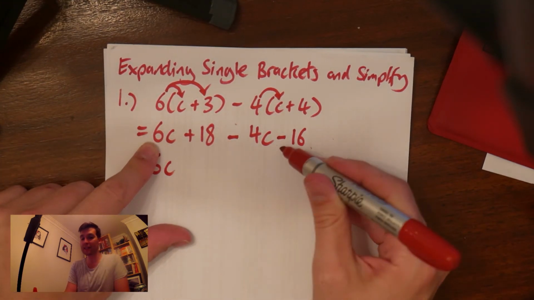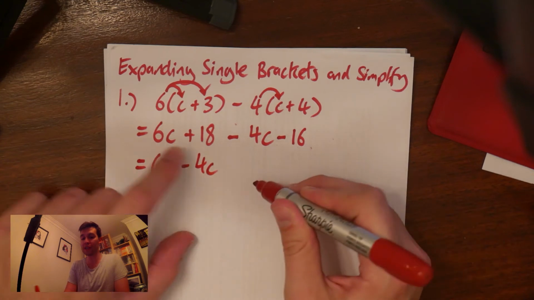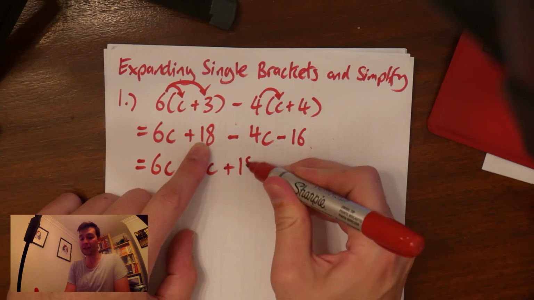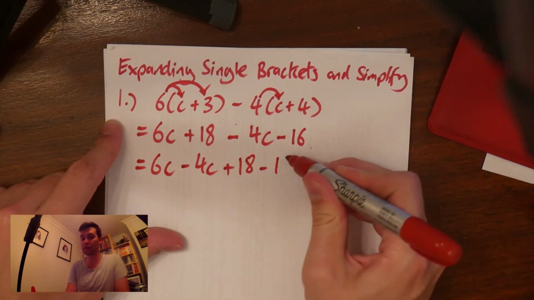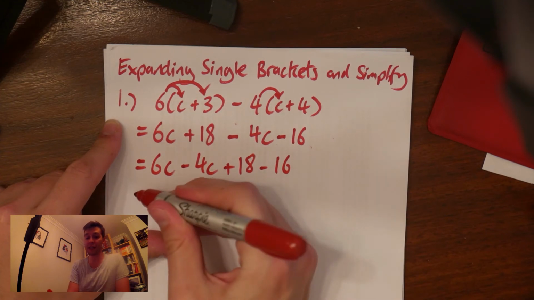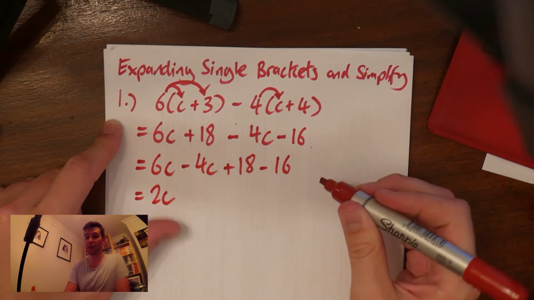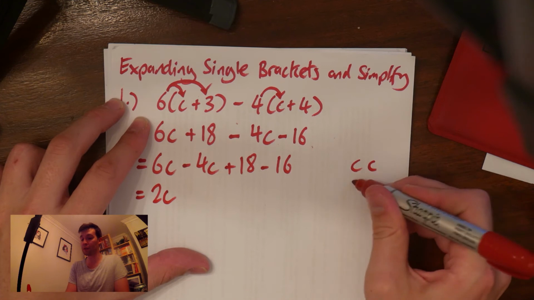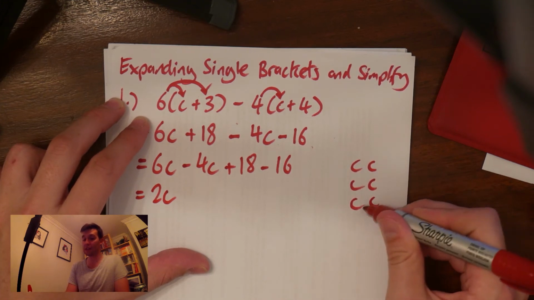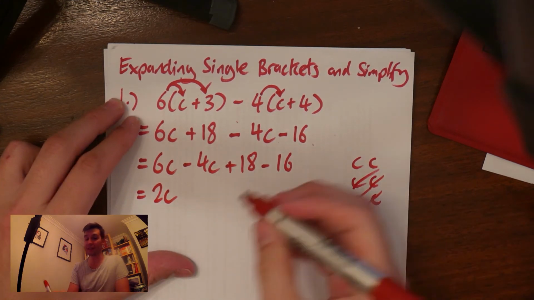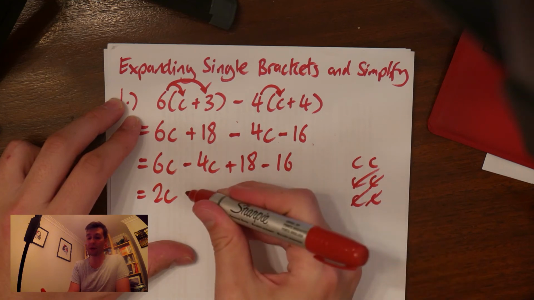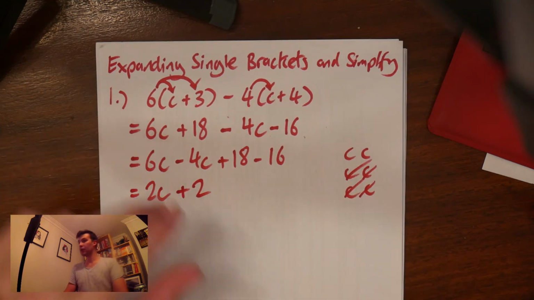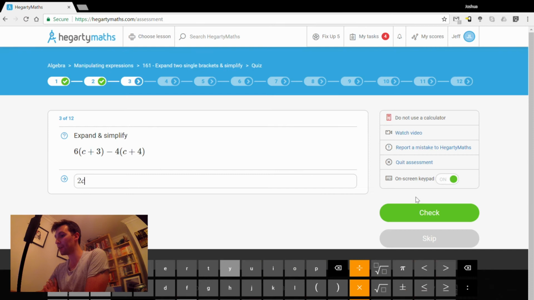So we've got 6c, take away 4c, and then positive 18, so add 18, take away 16. So 6c take 4c is 2c, because 6 lots of c, you've got 1, 2, 3, 4, 5, 6. Take 4 of them away, you've got 2 c's left over. And then 18 take away 16 is 2. So our actual answer that we enter into the computer is 2c plus 2.